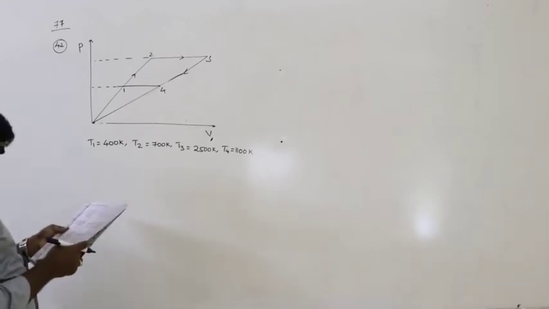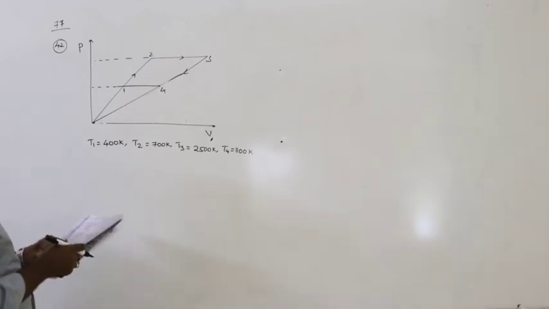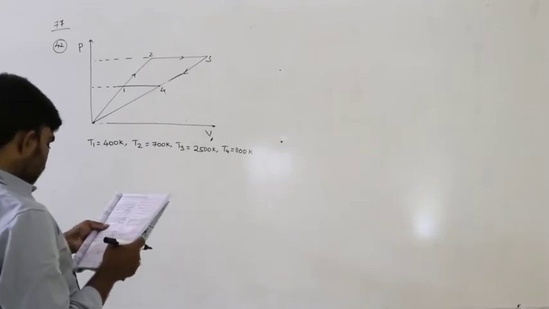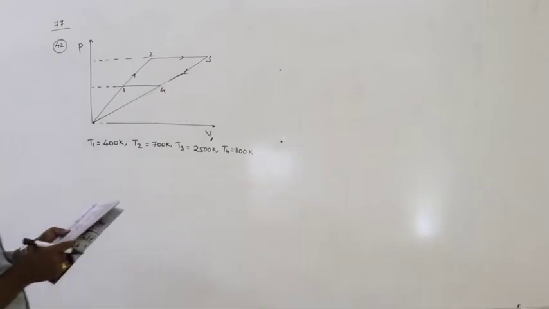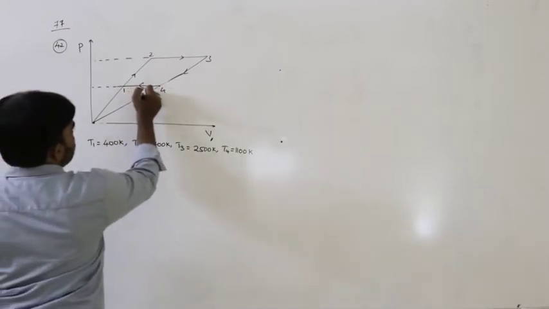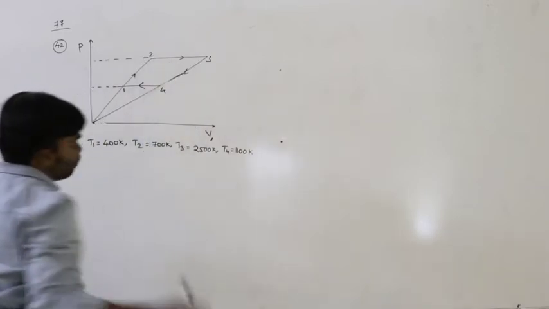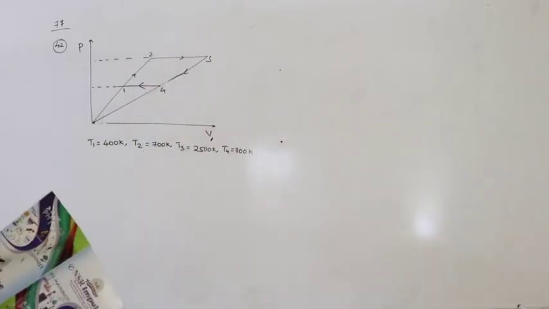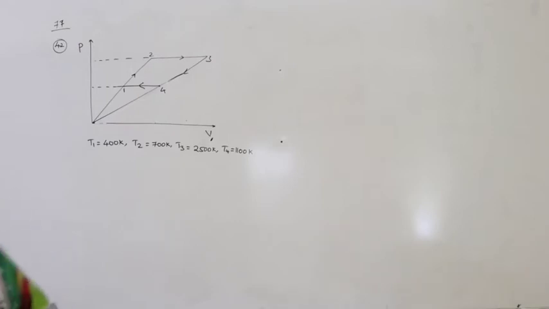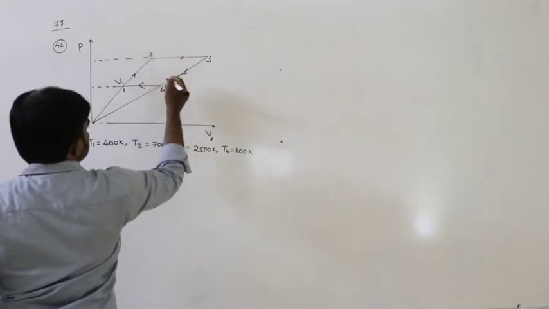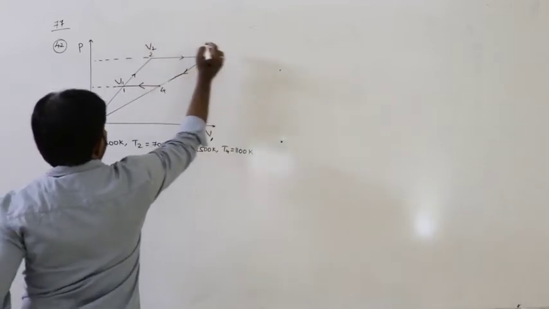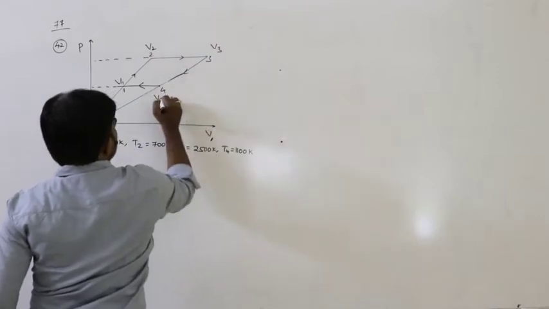Now, what we have to calculate? Work done by the gas during the process 1 to 2, 2 to 3, 3 to 4, 4 to 1. 4 work dones we have to calculate. 4 work dones means how can we calculate that? So let us say here the volume is V1 and here the volume is V2, volume is V3 and volume is V4.